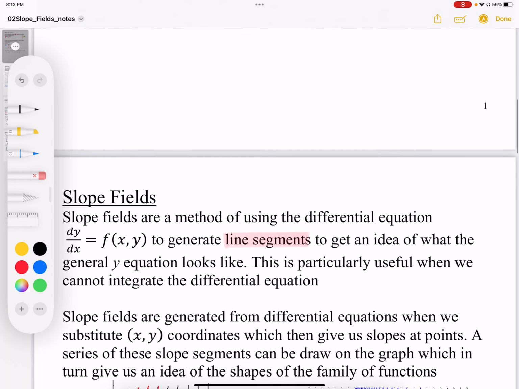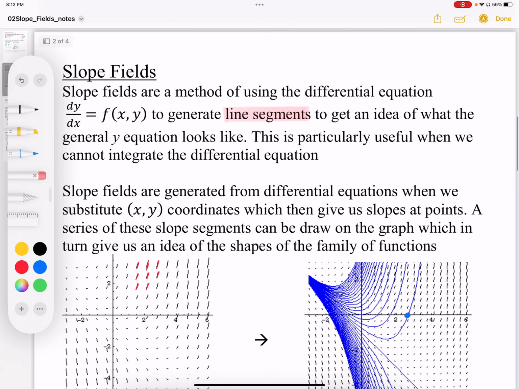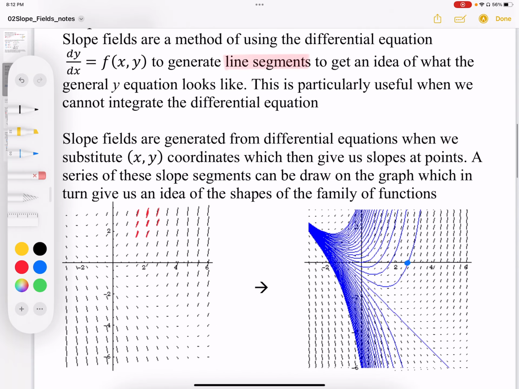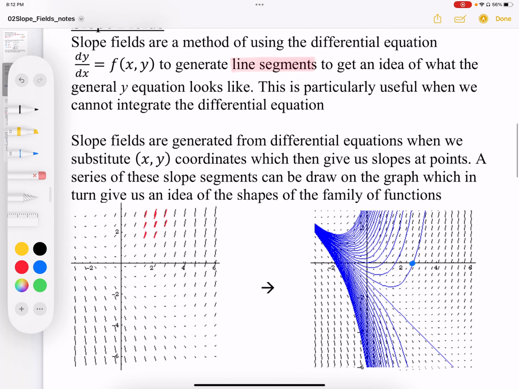So what can we do? Well, when we have a differential equation, we can get an idea what that family of solutions looks like by generating something called a slope field. And a slope field is a field of slopes, essentially. And those little slope segments, these pictures, are called slope fields.